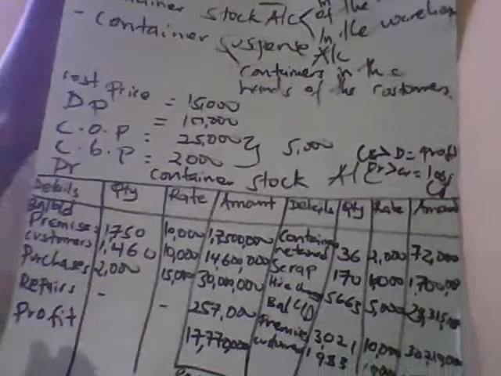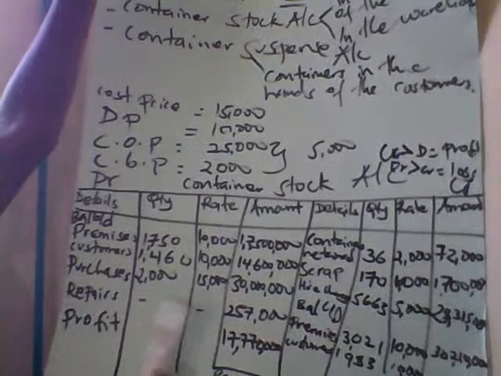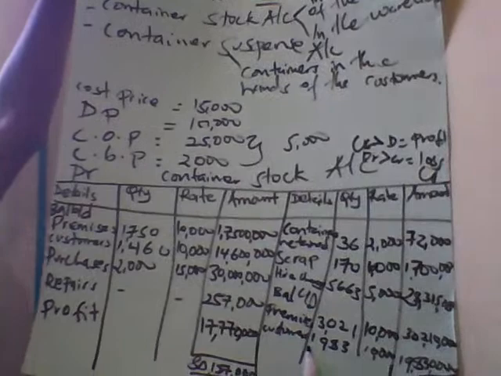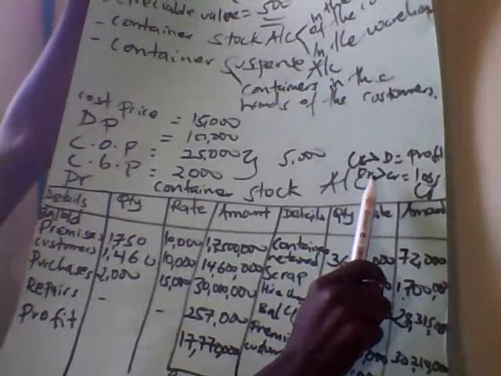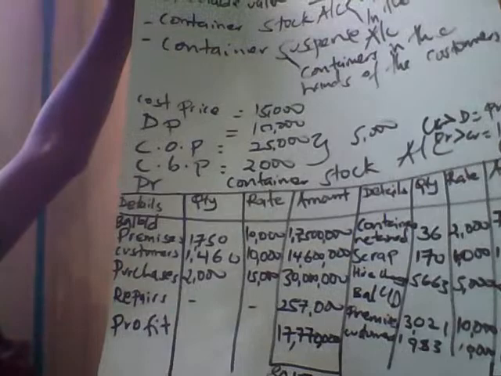This is how we do it. Balance brought down, then the purchases, the repairs, then this side containers retained, scrap, the hire charge, then the closing balances. After you balance, you see which side is greater. If the credit side is greater than the debit, it is a profit. If the debit is greater than the credit, then it is a loss. And in this case, we had a profit. And this is the container stock account.